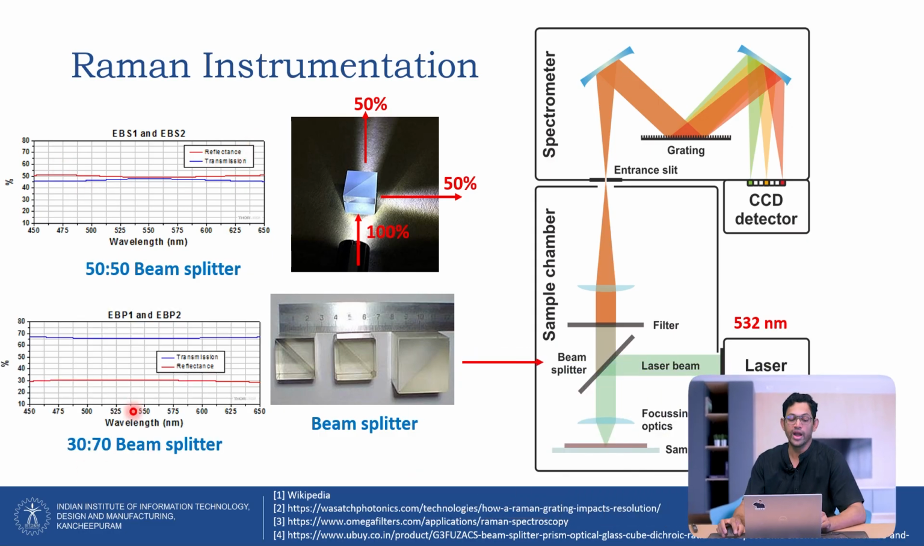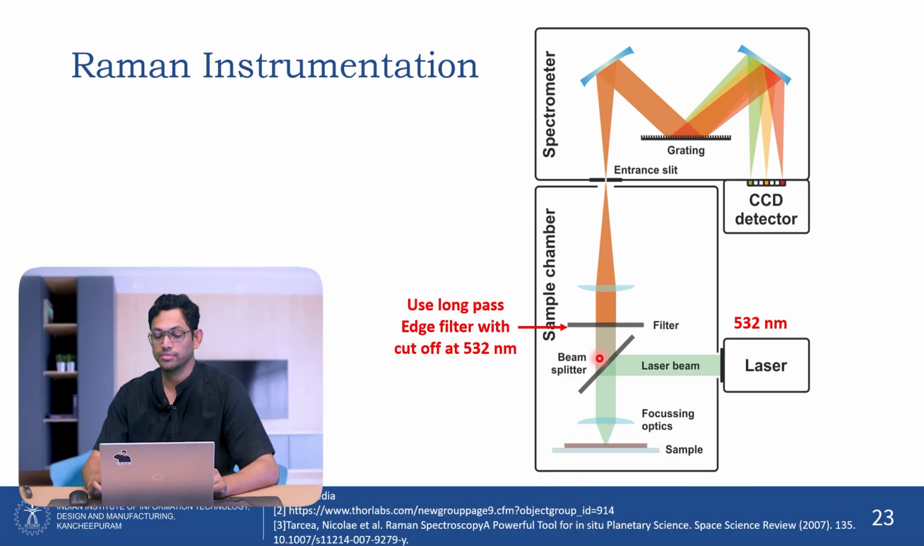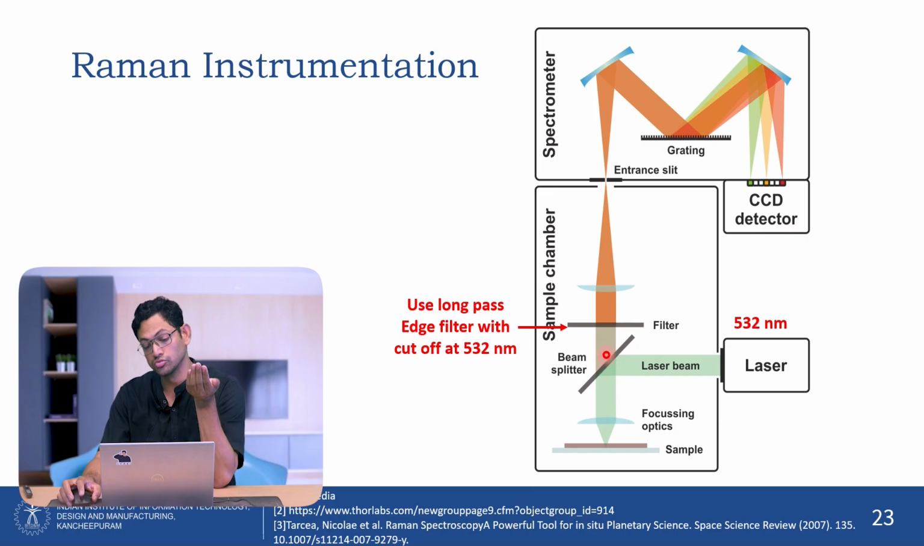There are different kinds of beam splitters available in the market. There's a 30-70 beam splitter where 30% is reflected, 70% is transmitted. Okay, the first thing is the beam splitter. Once the beam splitter is there, you shine the light, it reflects 50%, focus using the optical lens, and then focus it to the sample, and then it interacts, and the backscattered light goes again through the beam splitter, with the 50% that it allows through, to this filter.